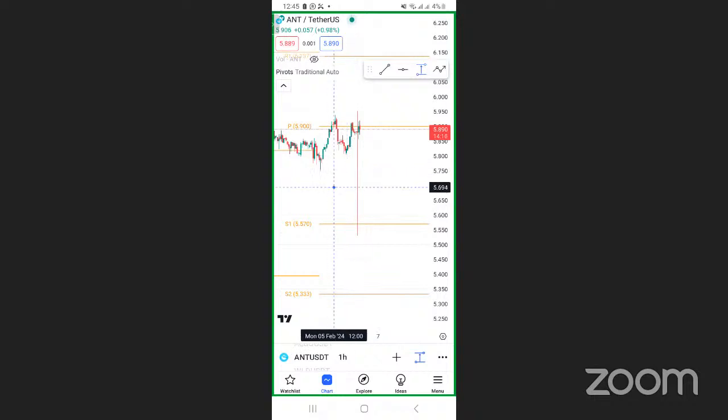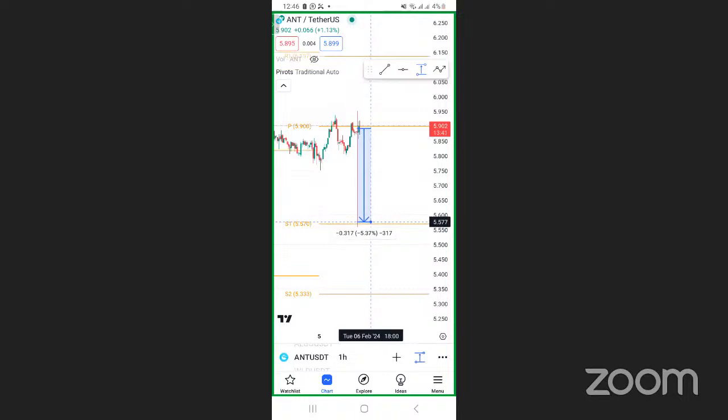This coin was trading up here around the pivot, around 5.9. Then of course, maybe the bad news of it being delisted came, and people sold in a panic. But when they sold in a panic, it tried to go past the support S1.